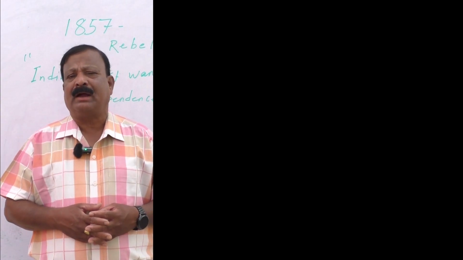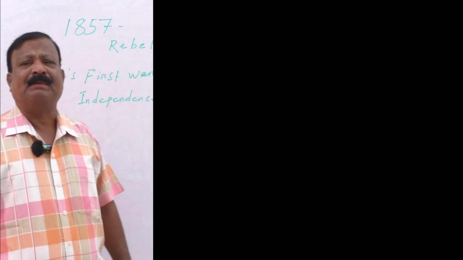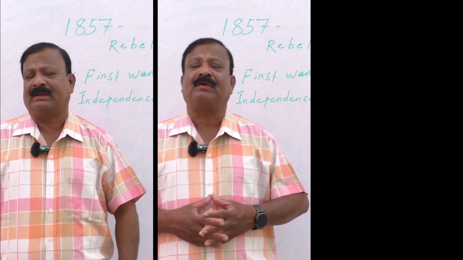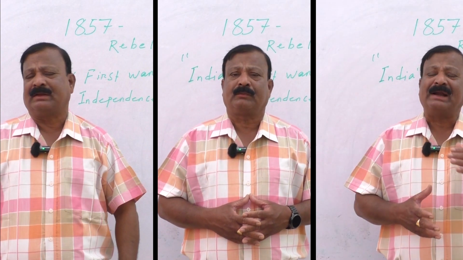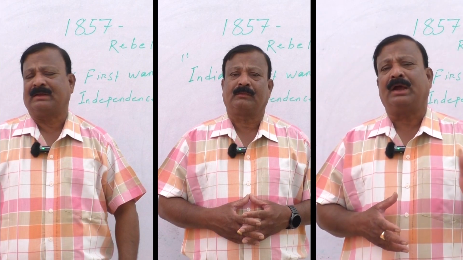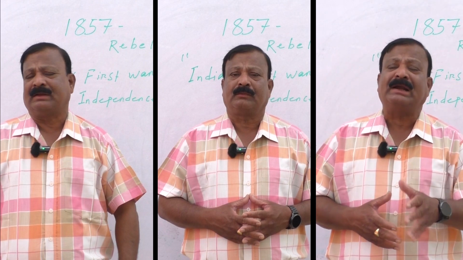They call it India's first war of independence. What led them to start this type of revolution? The British oppressed the people of India socially, economically, politically.